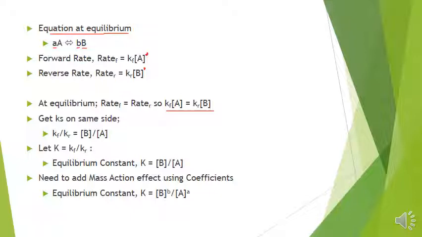Now if we do some simple math to get the K's on the same side, we divide both sides by KR and both sides by A. We get this relationship. A constant divided by a constant is a constant, and we're going to call that the equilibrium constant, big K. So what we have here is big K equal to the product, B, over the reactant, A.